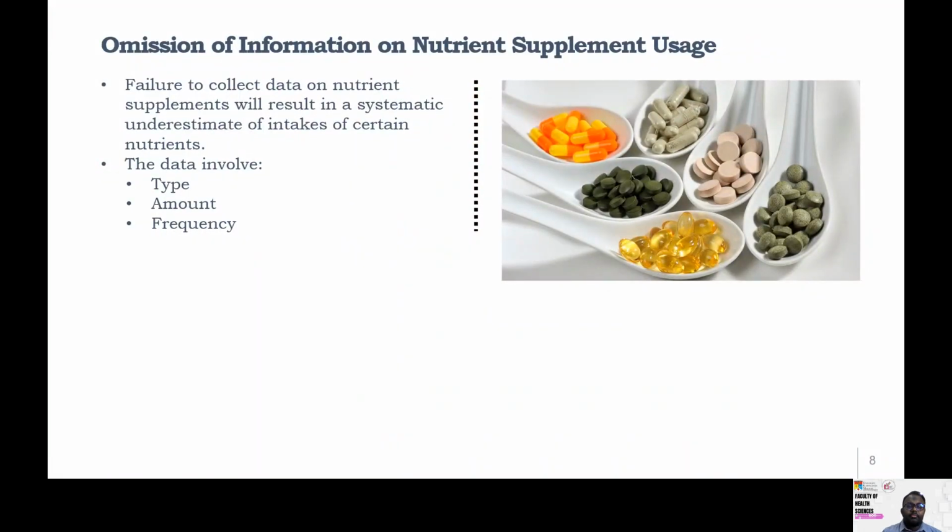Next is omission of information on nutrient supplement usage. Nutrient supplements contribute to daily calories and also nutrient intake. So failure to collect data on nutrient supplements will result in a systematic underestimate of intakes of certain nutrients. The data that we usually need to collect for nutrient supplement usage is the type of the supplement, the amount of the supplement, and also the frequency, so that we can calculate the real intake of the nutrients.